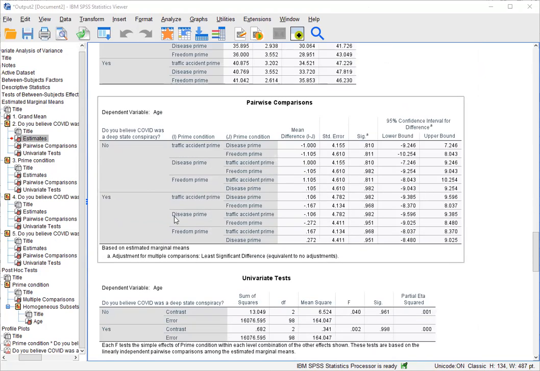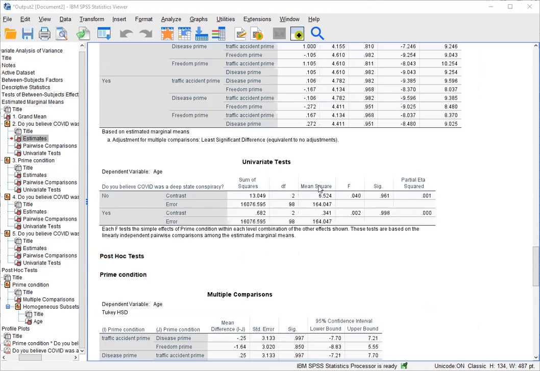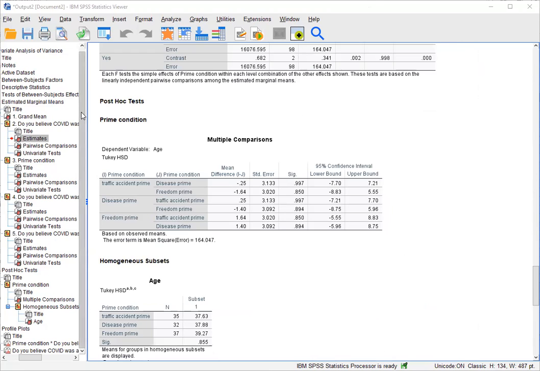Okay, here's the Tukey tests. Nope, this is still not Tukey tests. Tukey tests must be way down here. Here we go, post hoc tests, Tukey tests. They're also the same. If the unadjusted p-values are not significant, these certainly aren't going to be.